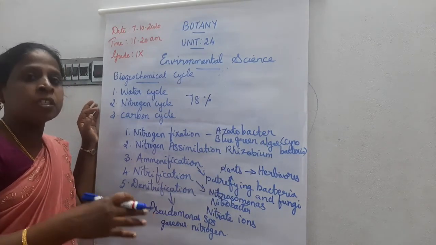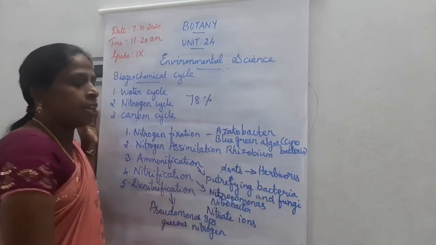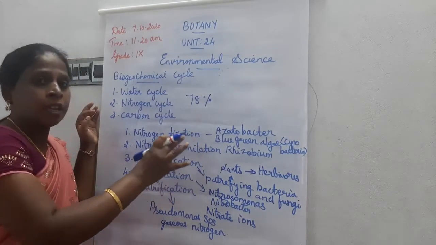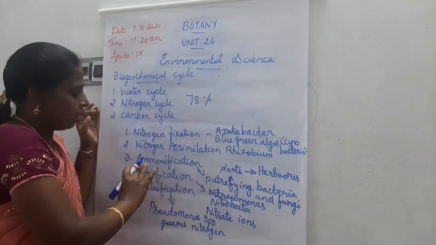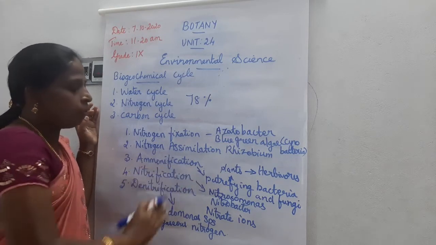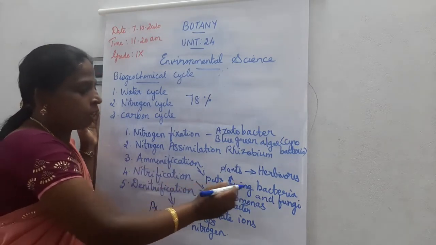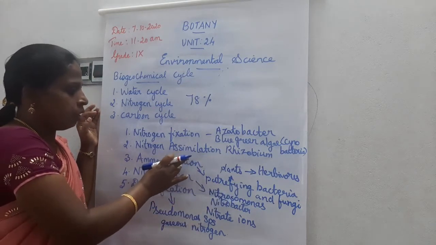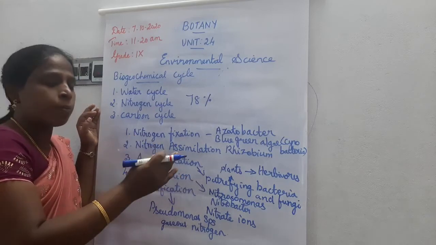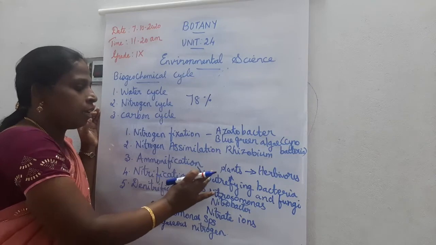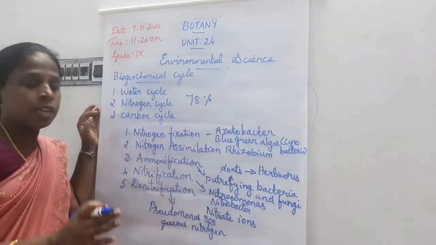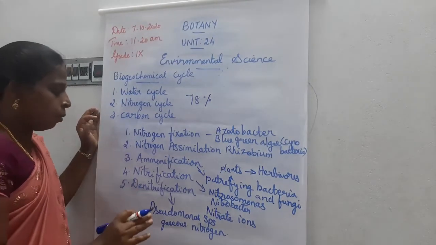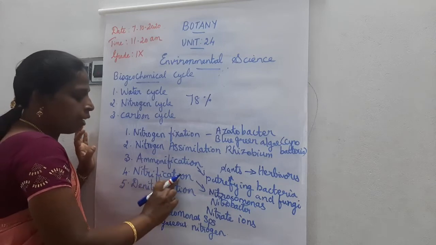Due to decomposition after the death of the plant as well as the death of the animals, they can be decomposed and form protein. Next one, ammonification. Here the microorganism involved is putrefying bacteria. During ammonification, the putrefying bacteria decompose the nitrogenous waste and it can be converted into ammonia compounds.